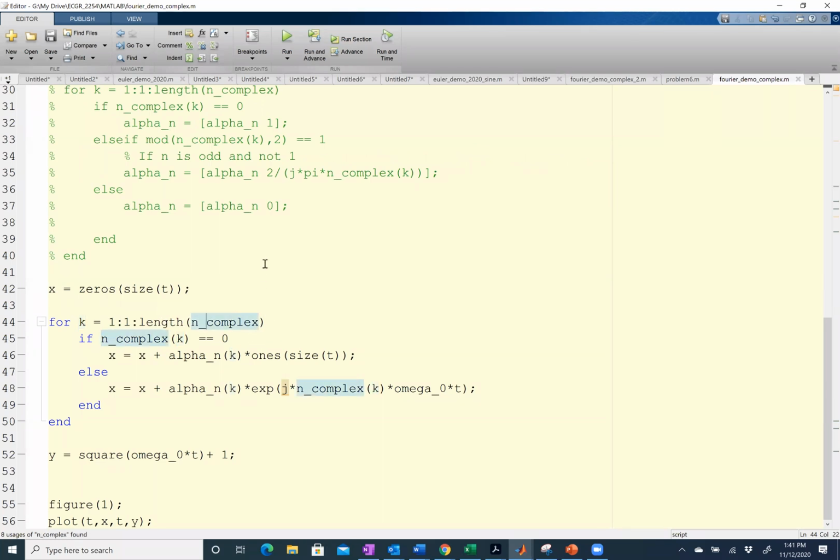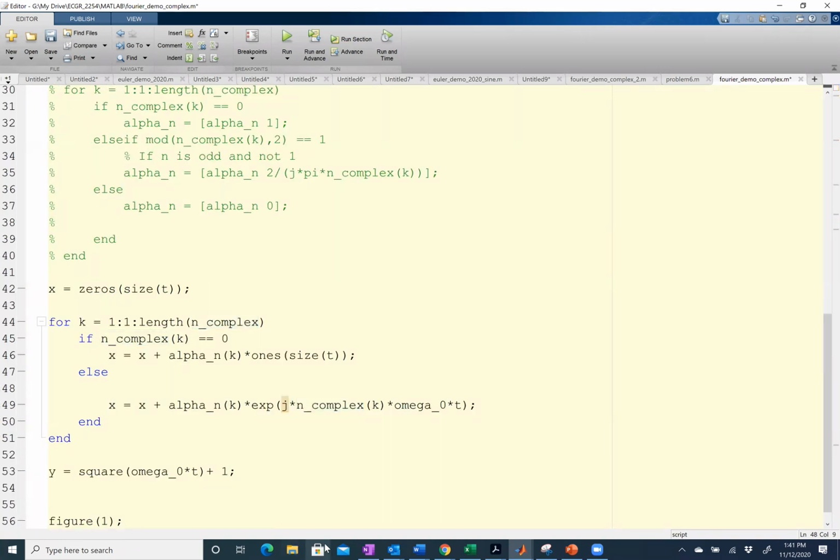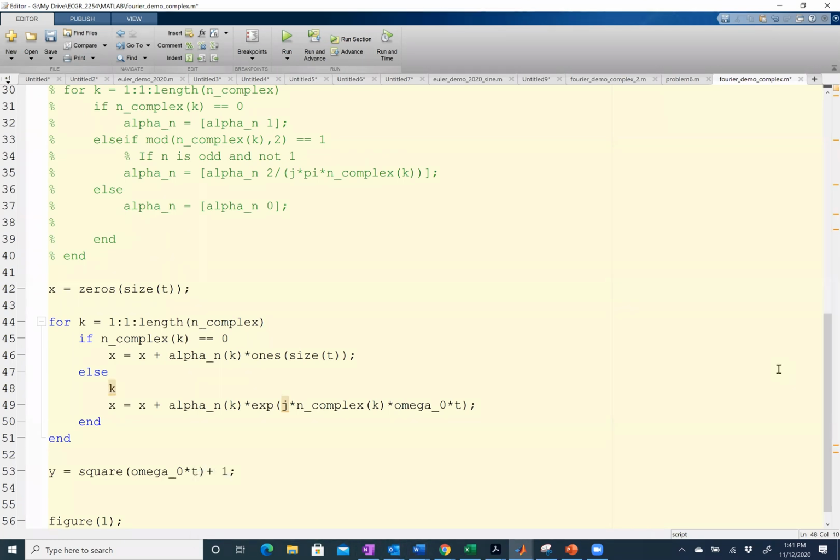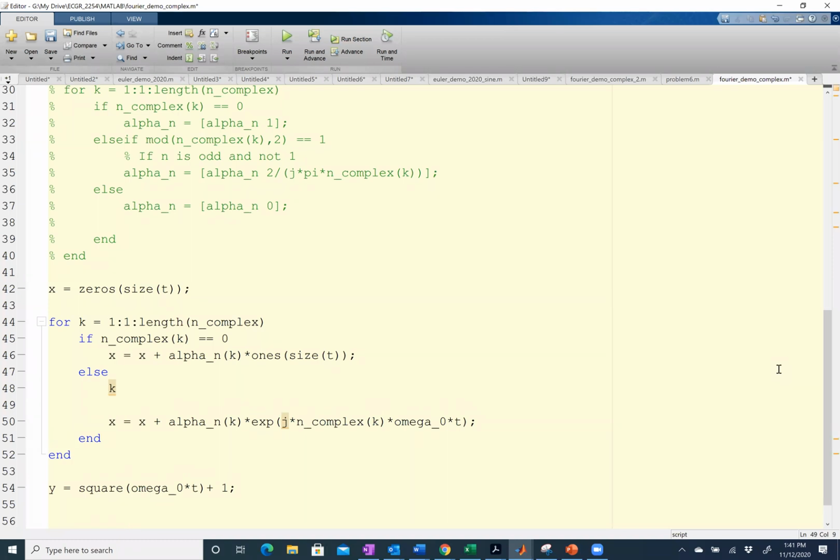Let me expand this a little bit, and I'm going to have it write out. This is how I like to debug stuff. If I want to know if I'm writing stuff out right, I'm going to have it spit out to the screen the K value and the N complex value. Notice I'm purposely not putting a semicolon because I want to see what happens when I do it.